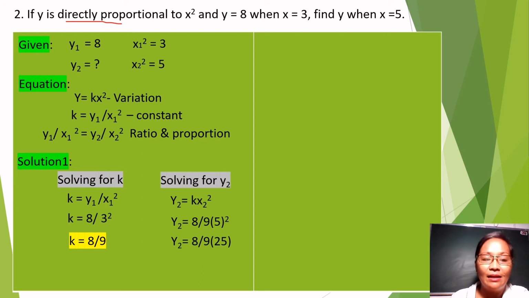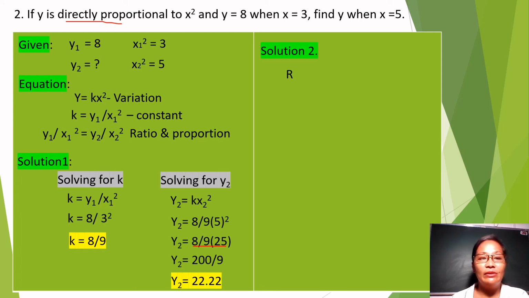And then, by following the order of operation, multiplying a fraction to a whole number, multiply the numerator to the whole number. So we have 8 times 25 divided by the denominator 9. So we have now 200 all over 9. And 200 divided by 9 is equal to 22.2, which is our y sub 2.